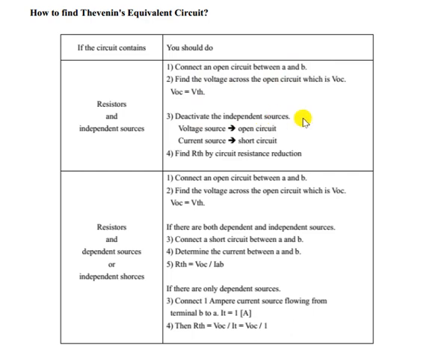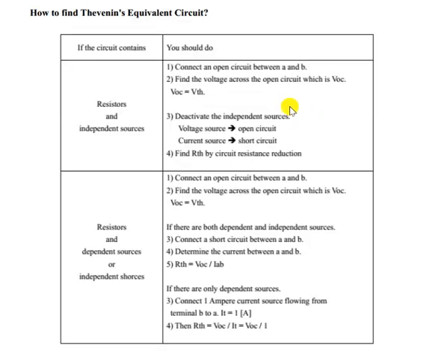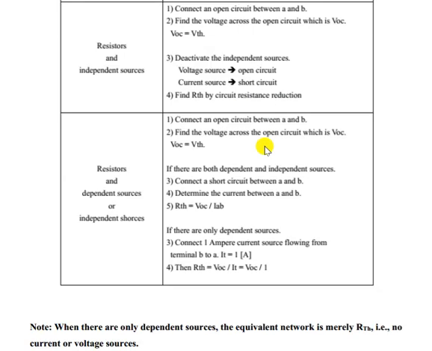Then we have to deactivate the independent sources. Sorry, this is written wrong. Voltage source should be short circuited, current source should be open circuited, and find RTH by the circuit resistance reduction technique. So this is wrong, you have to take care of that. Voltage source should be short circuited, current source should be open circuited.